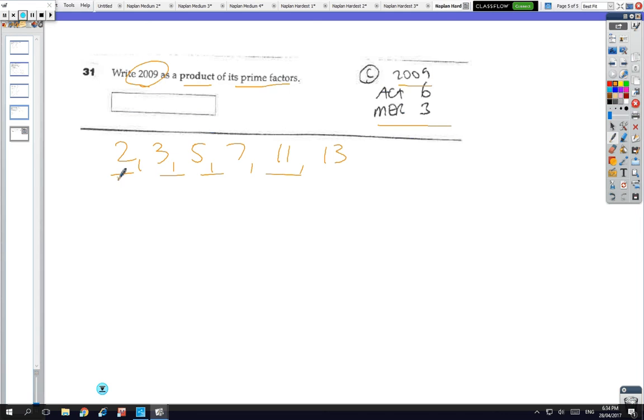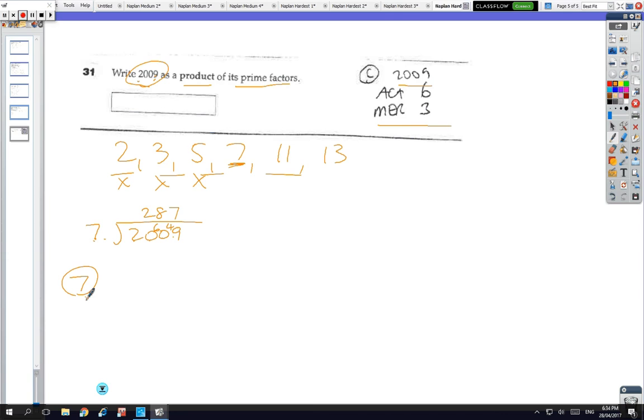So it's not even, so it can't be 2. 2 plus 9 is 11, which isn't divisible by 3, so 3 is off. It doesn't end in 5, so 5 is off. So the first number I'm going to try is 7. So 7 into 2009. 7 into 2 doesn't go. 7 into 20. 7 2s are 14, carry 6. 7 8s are 56, and carry 4. 7 7s are 49. So the first number that works is a 7.